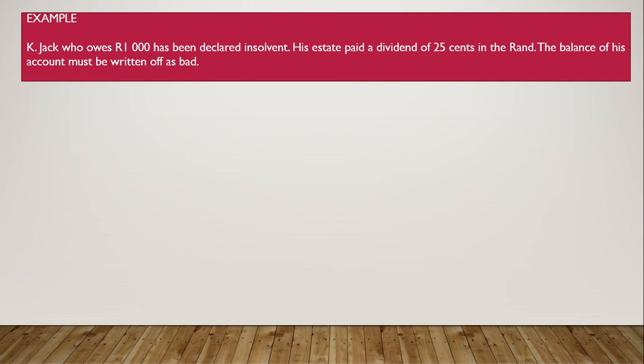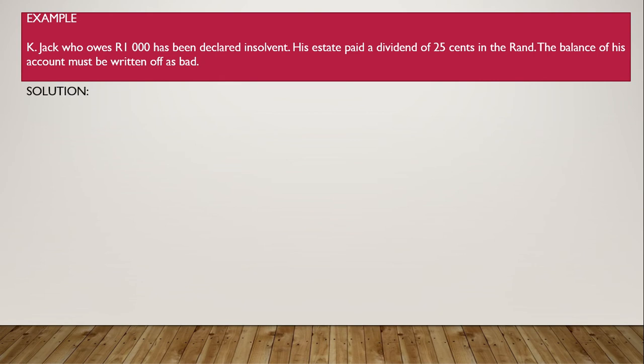That means the balance of his account must be written off, meaning that we need to write off 75 cents. I need you guys to treat cents as a percentage. So 25 cents is the same as 25%, meaning that the amount he won't be able to pay back to us will be 75% of how much he owes us. In this case, he owes us 1,000 rand, meaning we're going to write off 750, and we only received 250 from his estate, that is from the sale of his assets.